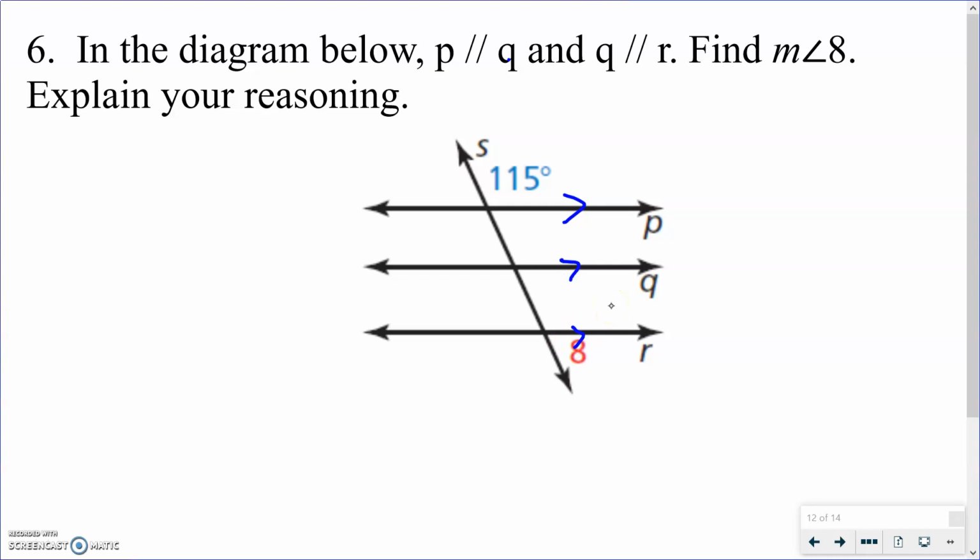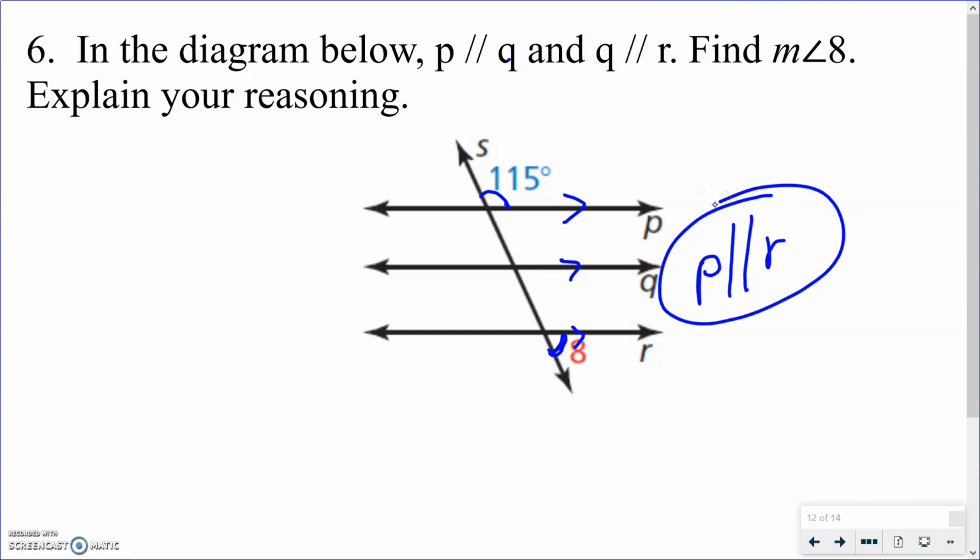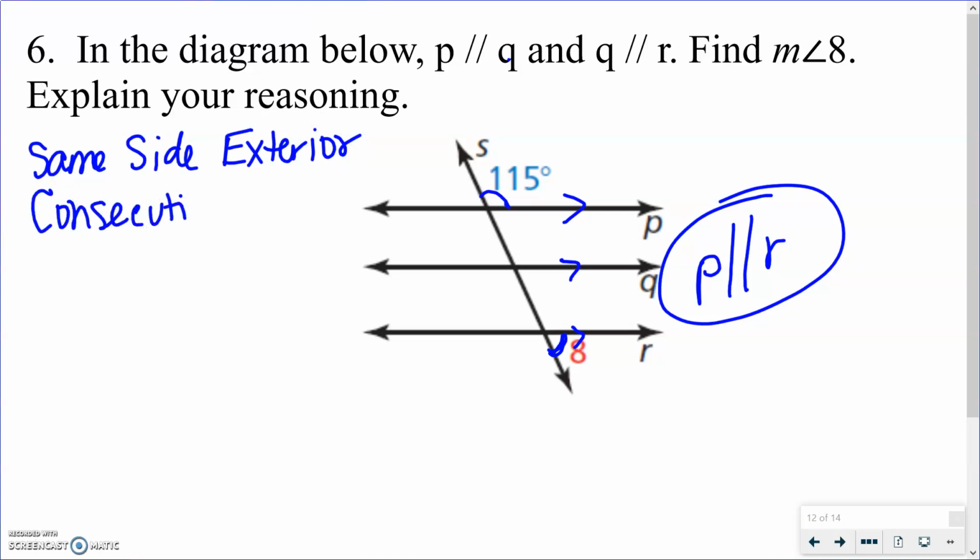Oh, look at that. Now I also know that P is parallel to R because of the transitive property of parallel lines. So then I can look at this and say, oh, hey, look at these two angles here. These are on a set of parallel lines. So this is a type of angle that we actually haven't talked about, but these are called same side exterior angles or consecutive exterior angles. And they are just like same side interior or consecutive interior, and they are supplementary.